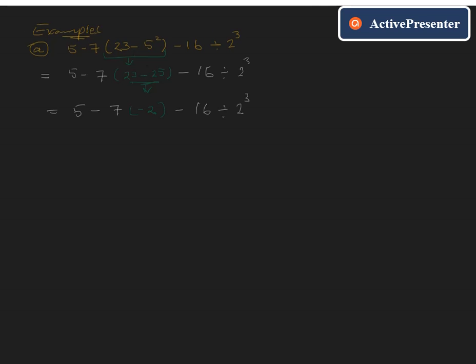Now we have multiplication and division. However, we start by exponential first, so do not miss the order. 5 minus 7 multiplied by minus 2 minus 16 divided by 8.